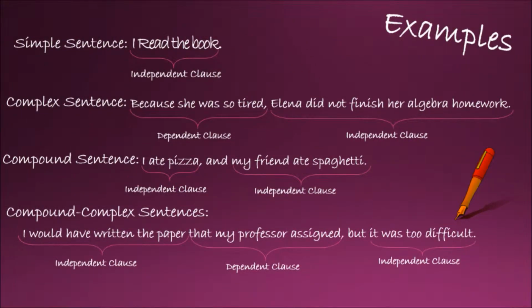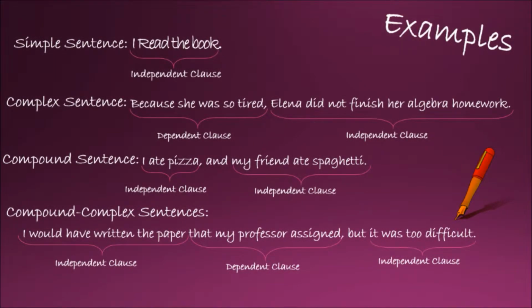If you notice, the example contains one dependent clause and one independent clause, which classifies the sentence as a complex sentence. Because she was so tired needs more information so that it could be a complete thought. But the second part, which states Elena did not finish her algebra homework, can stand alone and be classified as a complete sentence. Elena is the subject and finish is the predicate.